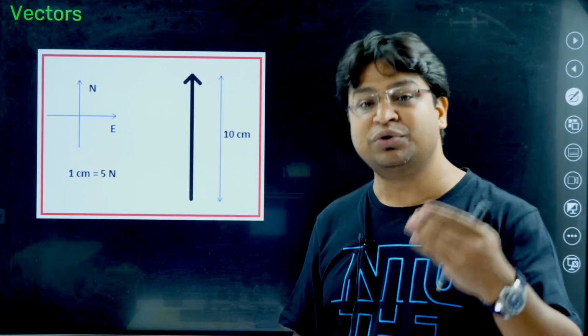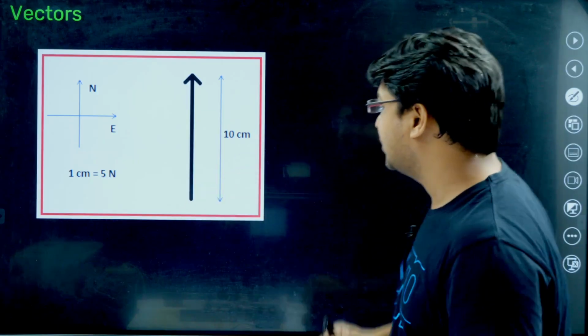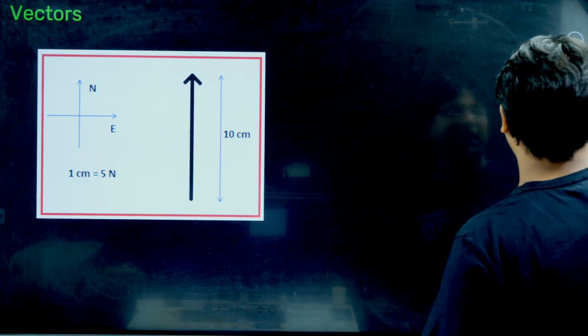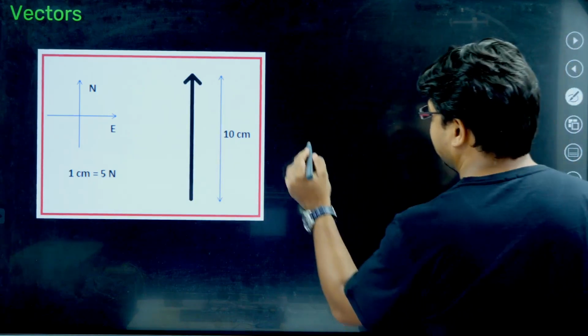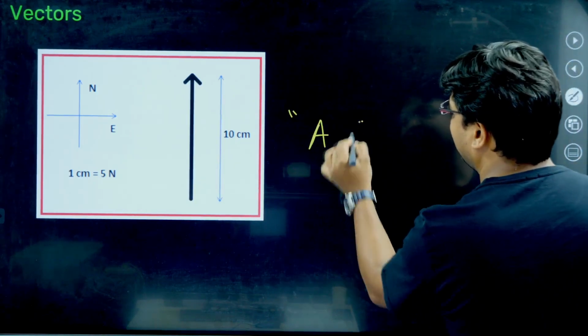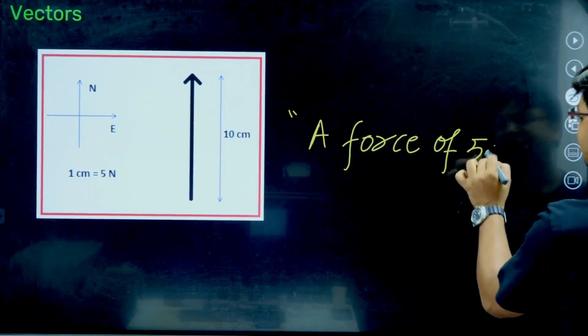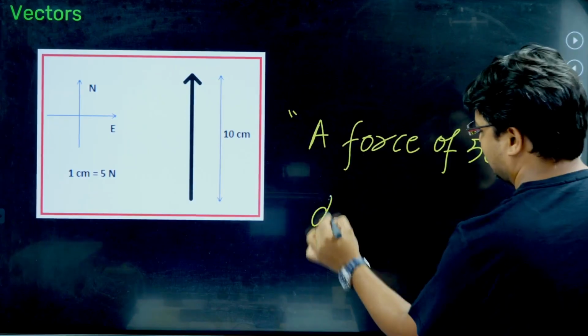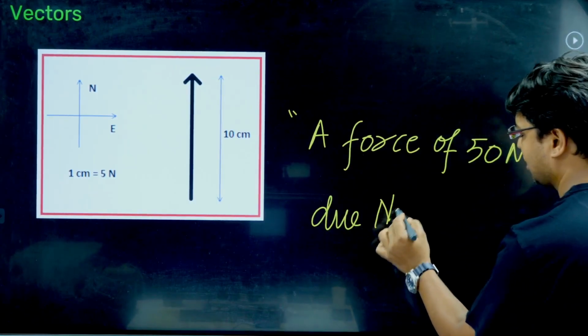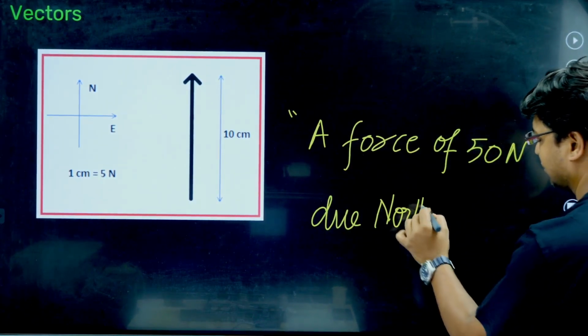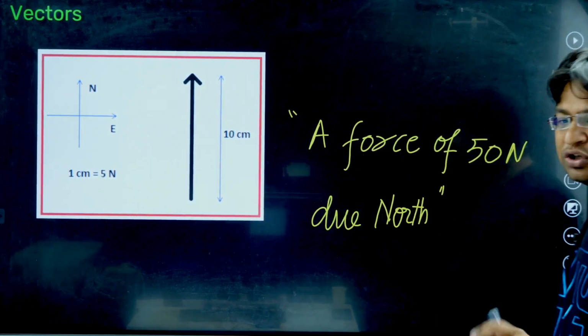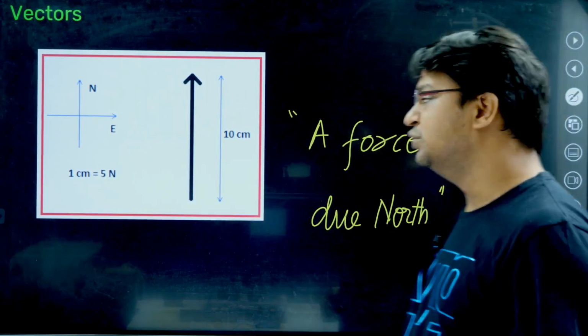It's due north, like it's northwards. Okay, how do we describe this? So what we have here, we can describe it in words as a force of 50 Newton due north. This is how we describe due north. Instead of using the word towards, we use due. It's due north.